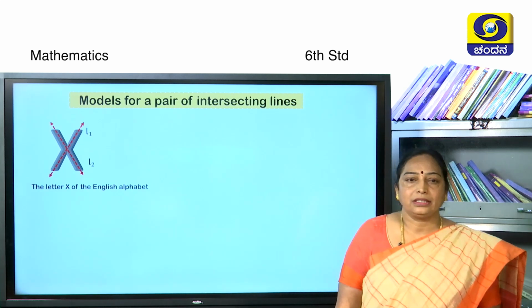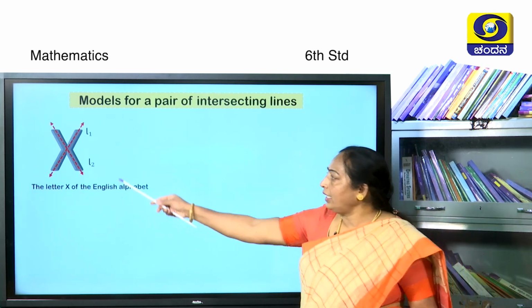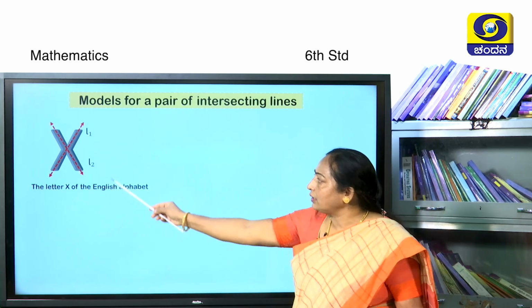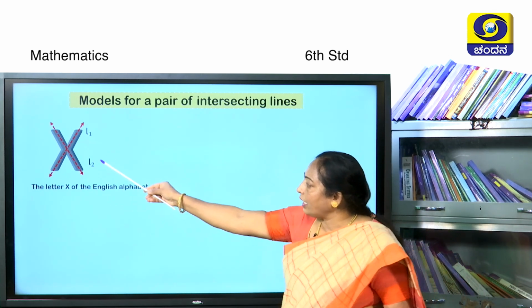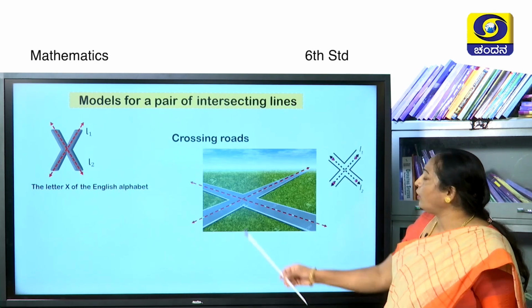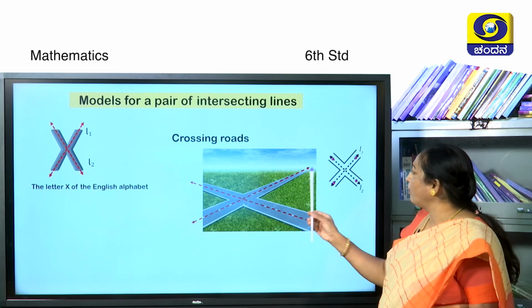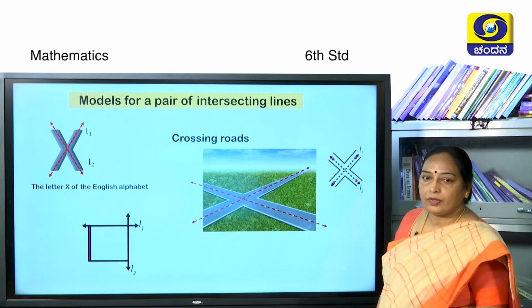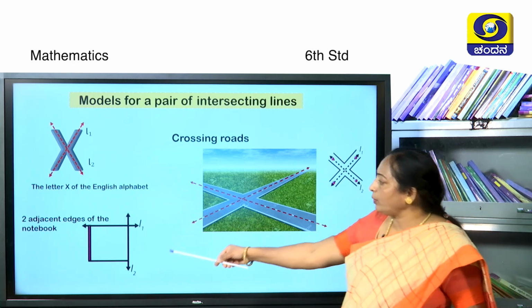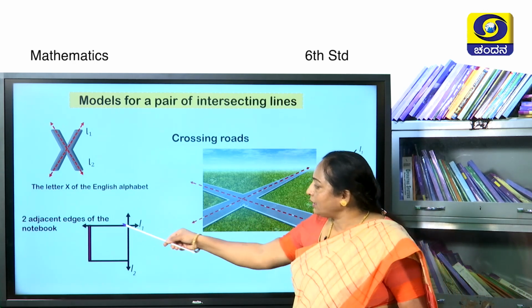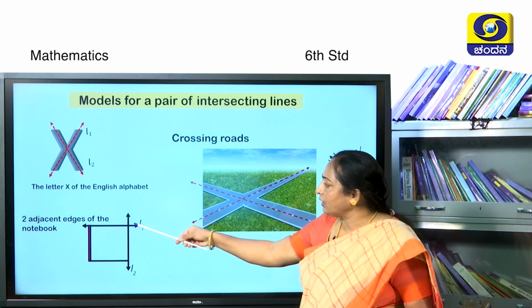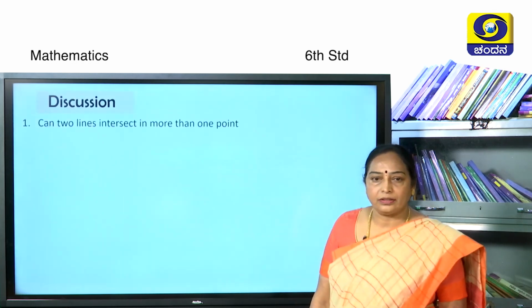Look at this, the letter X. It has 2 axes intersecting at a point. Crossing roads. The roads intersect at a point. The edges of the notebook. 2 adjacent edges intersect at a point.